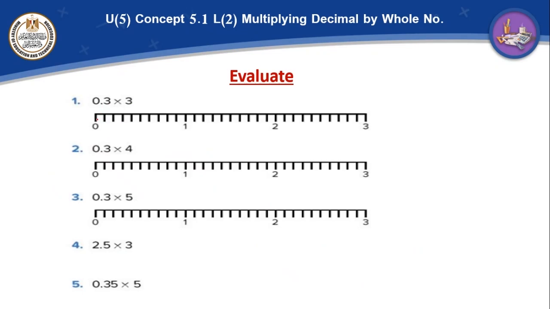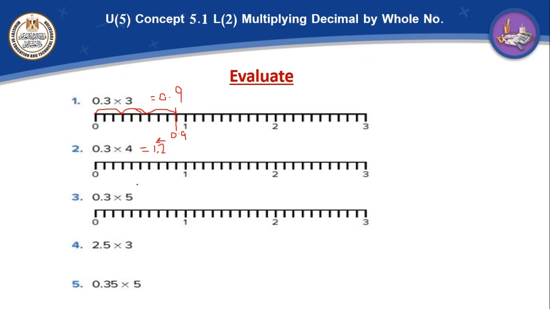So 1, 2, 3. This is the first step. Second step, 1, 2, 3. Third step. What do you get here? 0.9. 3 by 3 is 9, and the decimal point after one digit, so we will get 0.9. Okay. 3/10 by 4. 3 by 4 is 12, and a decimal point from right to left after one digit.